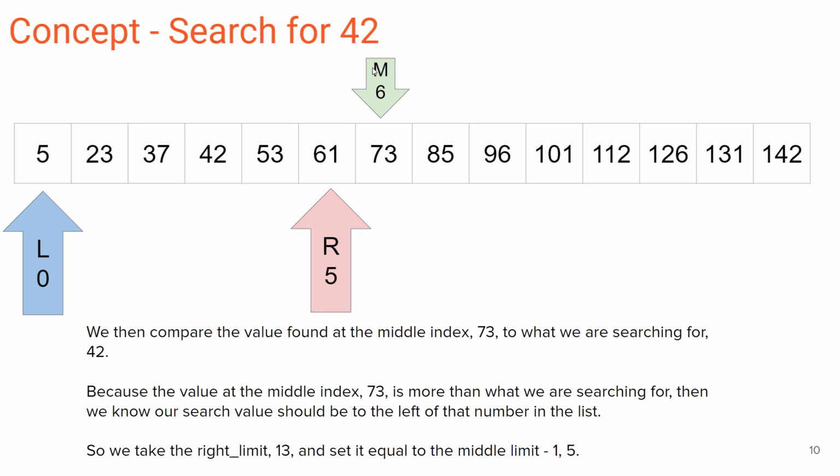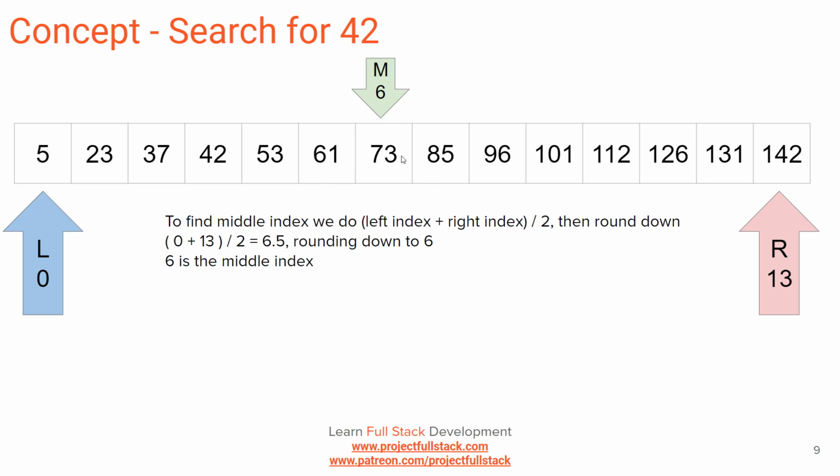Okay, I then compare the value that I find at this middle index, 73. I compare that against what I'm searching for, 42. Okay, 42 is less than 73. So because this is a sorted list, I know that 42 must exist to the left side of that number, right? So what we're going to do is take this right pointer and move it to the middle index -1, which is going to put it right here at 61.